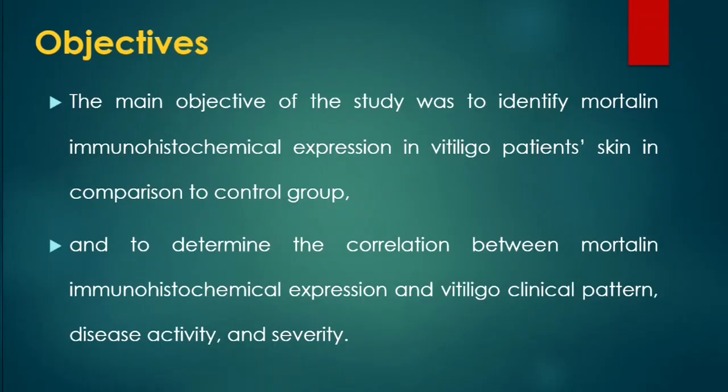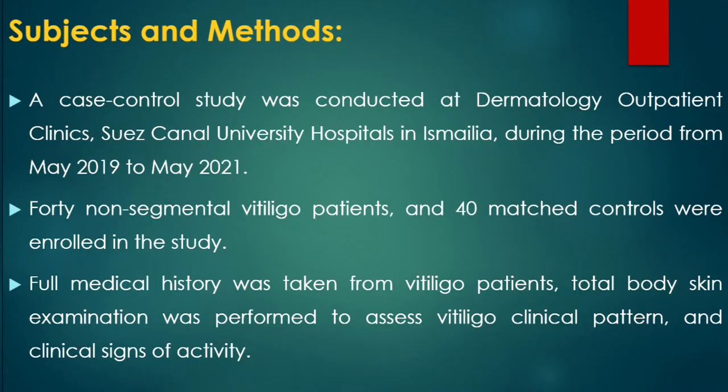So, the main objectives of the study were to identify Mortalin immunohistochemical expression in vitiligo patient skin in comparison to control group, and to determine the correlation between Mortalin immunohistochemical expression and vitiligo clinical pattern, disease activity, and severity. As for the subjects and methods, a case control study was conducted at dermatology clinics, Suez Canal University hospitals in Ismailia, during the period from May 2019 to May 2021. 40 non-segmental vitiligo patients and 40 matched controls were enrolled in this study.